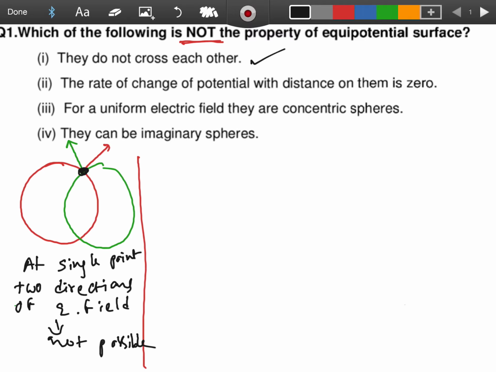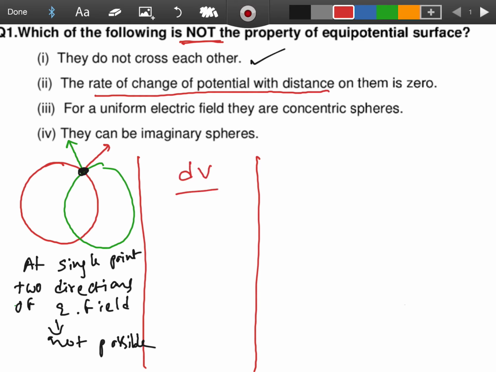Now we will go for the second option. What is the second option telling? The rate of change of potential with distance on them is 0. So that means dV by dr, they are talking about this quantity, the rate of change of potential with distance. Now this is 0, they are telling.